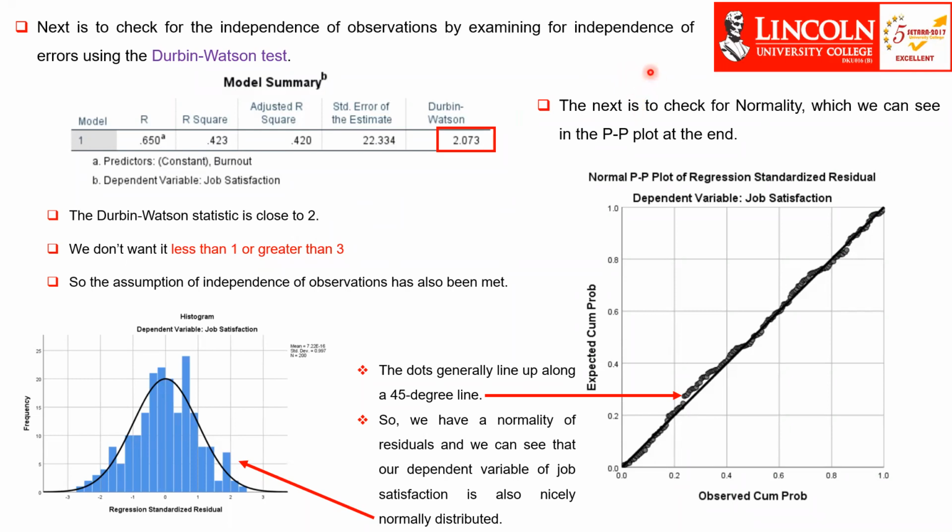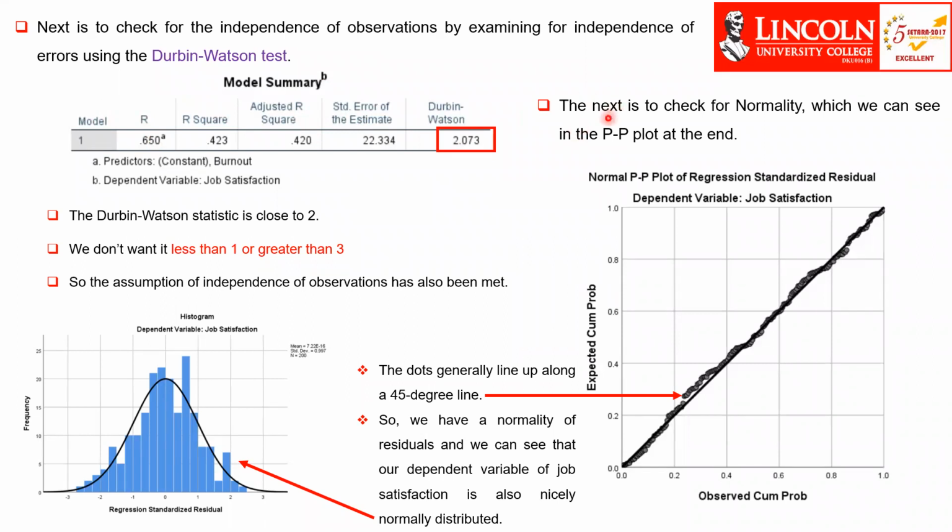So next is to check for independence of observations, okay, by examining for independence of errors using the Durbin-Watson test. So if you scroll down on the same page, you're going to see model summary with b superscripts. So in here, you have a model, you have R, you have R square, you have adjusted R square, you have standard error of the estimate, you have Durbin-Watson. So the Durbin-Watson is close to 2. The value for D is close to 2.